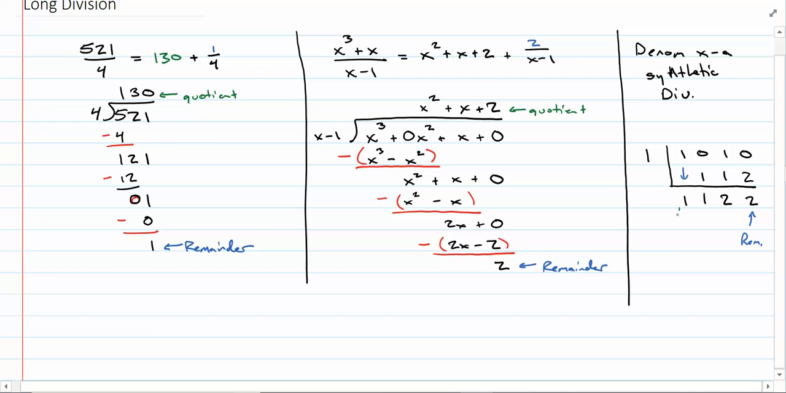And everything before the remainder is telling me the coefficients of the quotient, which in this case are 1, 1, and 2, which tells me that my answer was 1x squared plus 1x plus 2. So these are the coefficients of the quotient. A lot less writing, and you get the same answer. Synthetic division is a nice shortcut. It only works when your denominator is of the form x minus a.